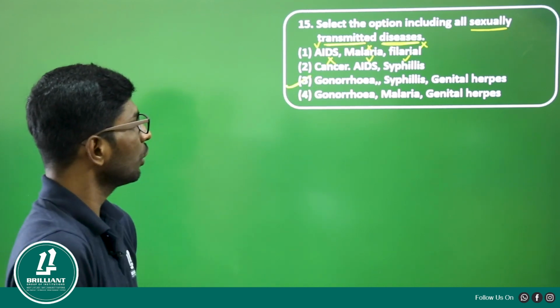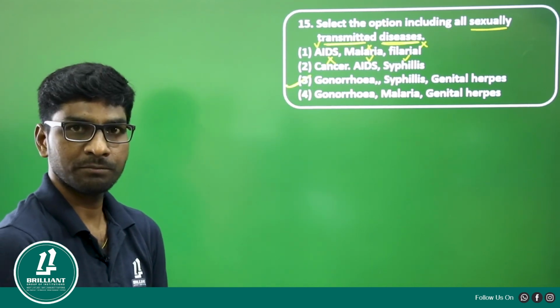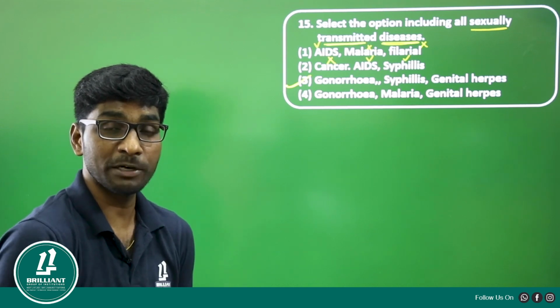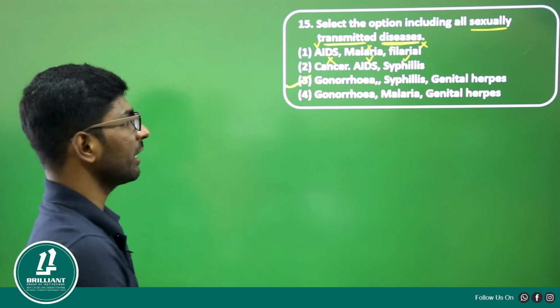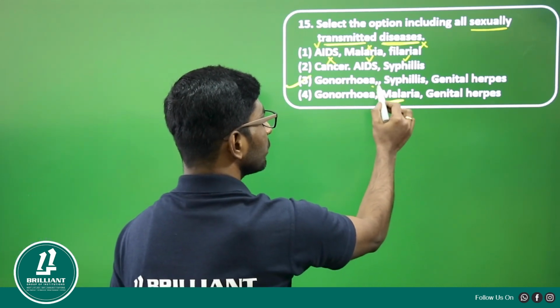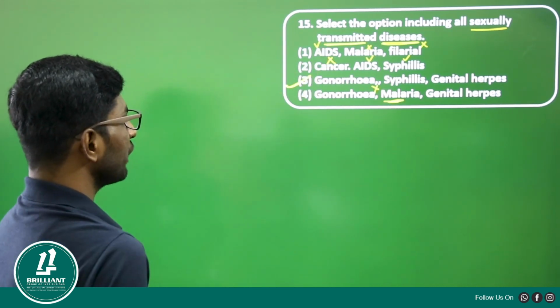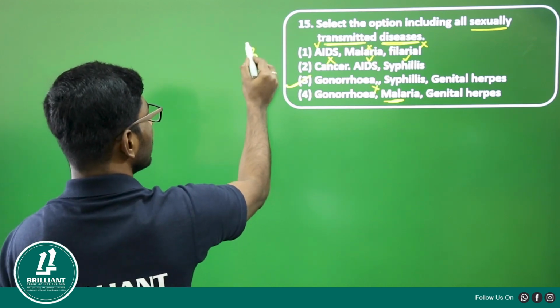Look at the 4 also. Gonorrhea, yes, which can transfer this disease from mother to baby fetus also. Next, malaria. No, malaria is not a correct answer. So ignore this one. So the correct answer of the 15th question is what? Answer is 3.